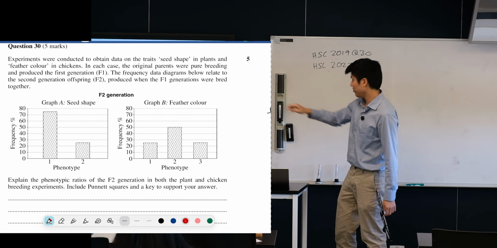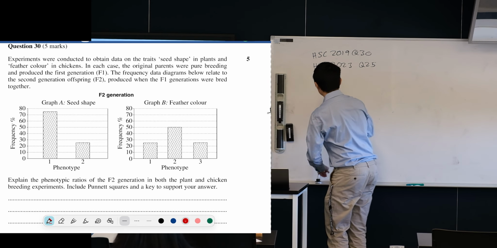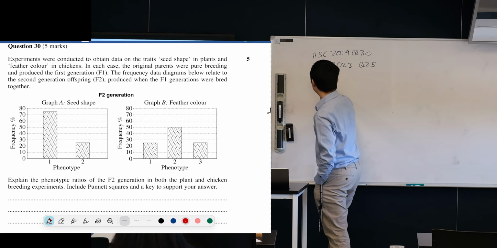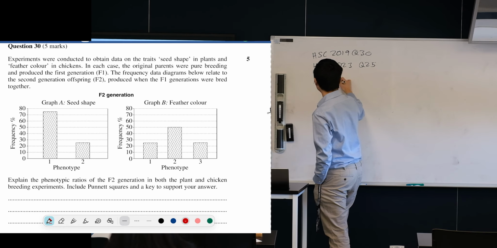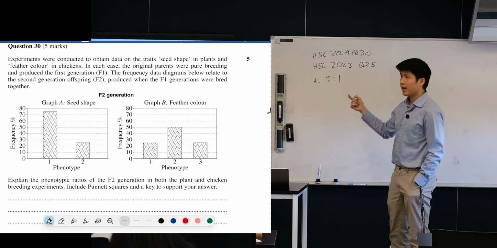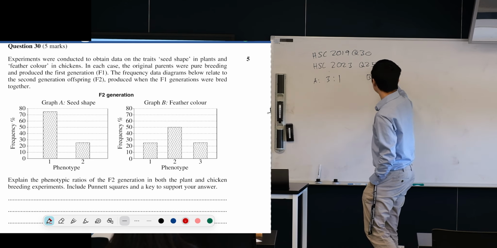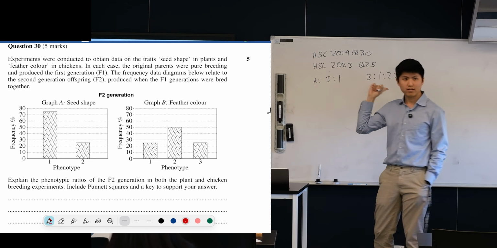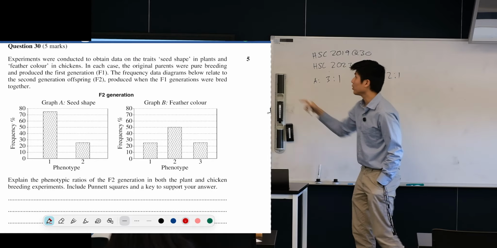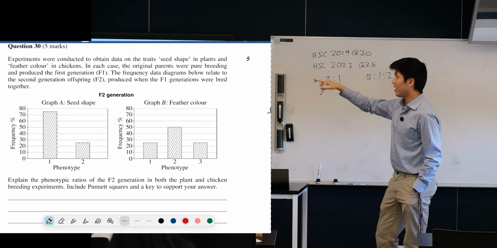We can see that the ratio is different. So for seed shape, we have a ratio of 3 to 1, right, for our phenotype. And for feather color, we have a ratio of 1 to 2 to 1. Make sense so far? Cool. All right, so let's look at F1, right?